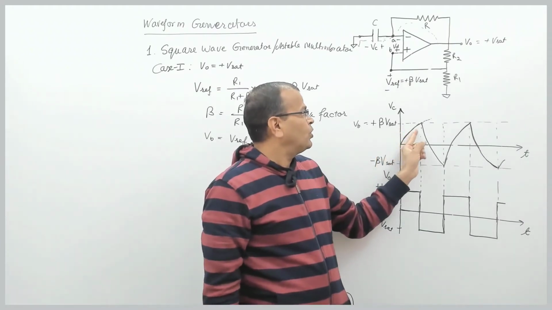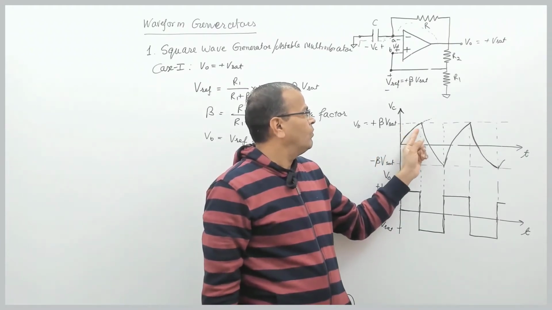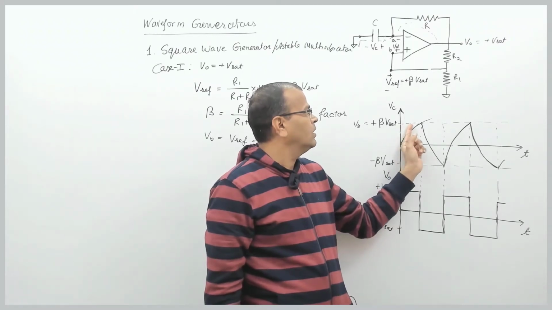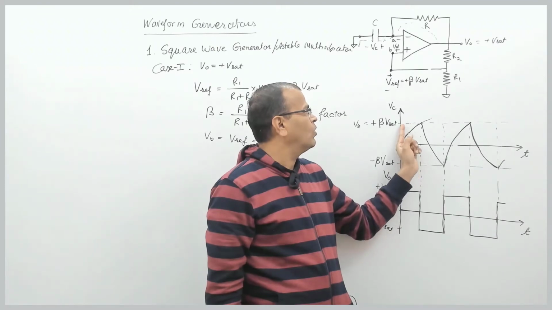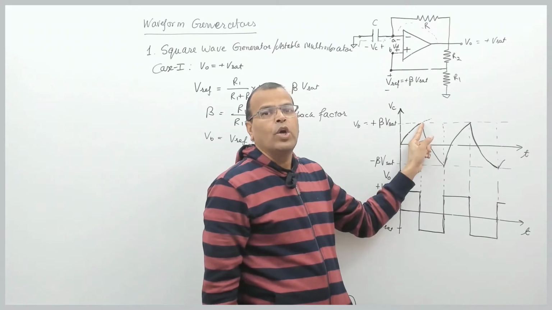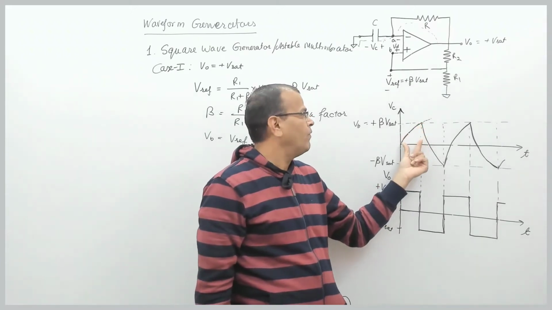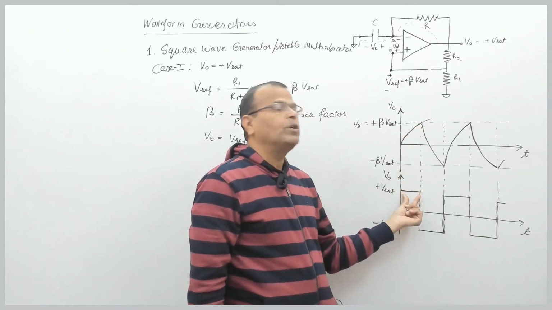So this is the portion of the curve. The voltage at inverting terminal is this, voltage at non-inverting terminal is this. So voltage at inverting terminal is this, which is less than voltage at non-inverting terminal. So for this portion up to this point, Vd is positive and output is plus Vset.